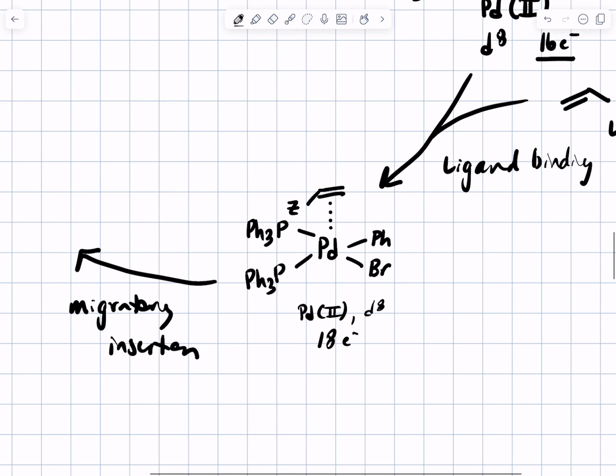What happens in migratory insertion is that the bond, the carbon phenyl group bond, is going to migrate and insert itself into this carbon, in between this carbon and the palladium, and then the pi bond between the two carbons of the alkene is going to become a new sigma bond involving, we'll call this carbon A and this carbon B. So maybe I'll use different colors for A and B. So in red, we get the bond with carbon A, and in blue, we get the bond with carbon B.